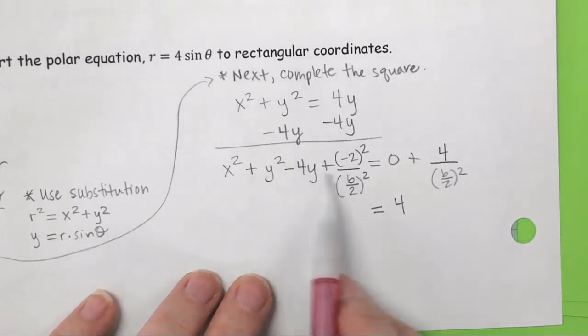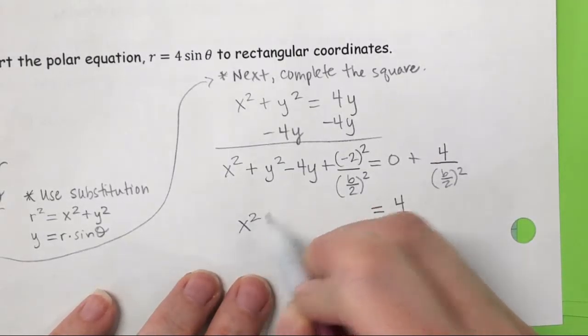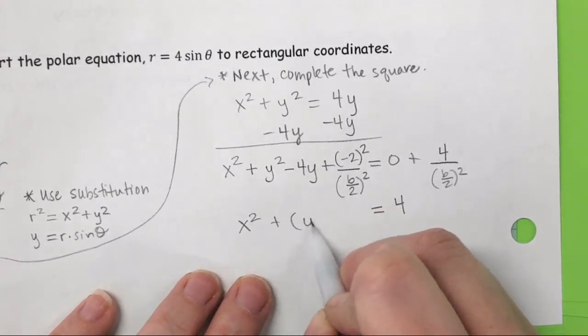Alright, good times with that. And now I'm going to go ahead and complete this part of the square. So this can be factored into y minus 2.